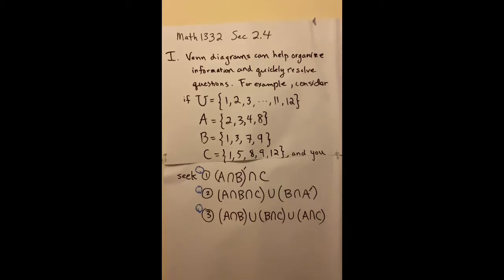Hello, 1332 students. This is about section 2.4, talking about Venn diagrams, and how a Venn diagram can help you organize and quickly answer questions, even when you're dealing with a universal set that has three subsets. Here's a universal set, all the natural numbers from 1 to 12. Here's set A, set B, set C, all subsets of the universal set.